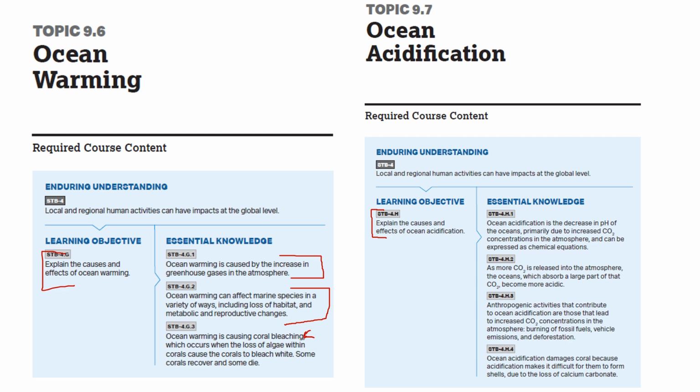Ocean acidification is the decrease in pH of the oceans, primarily due to increased CO2 concentration in the atmosphere, and can be expressed as chemical equations. As more CO2 is released into the atmosphere, the oceans, which absorb a large part of that CO2, become more acidic. Again, it's because of the formation of carbonic acid. Anthropogenic activities that contribute to ocean acidification are those that lead to increased CO2 concentrations in the atmosphere: burning fossil fuels, vehicle emissions, and deforestation. And those vehicle emissions are really fossil fuels as well, the gasoline, the diesel from vehicles.